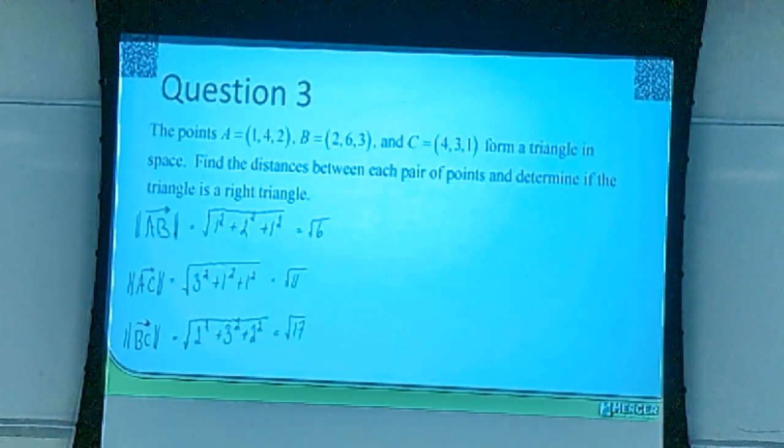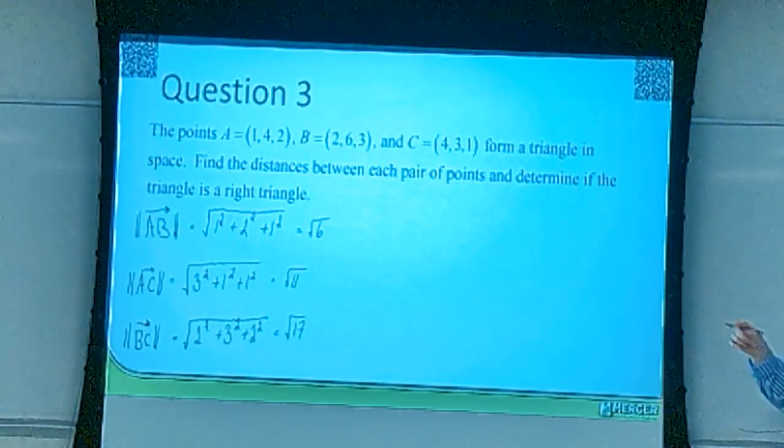Can you use Pythagorean theorem? Yes, Pythagorean theorem. What does the Pythagorean theorem say? A squared plus B squared is equal to C squared. It's actually not what he originally said, but yes. Sum of the squares of the sides is equal to the square of the hypotenuse. And what do we know about the hypotenuse? It has to be the longest length. Of those 3, which one's the longest?